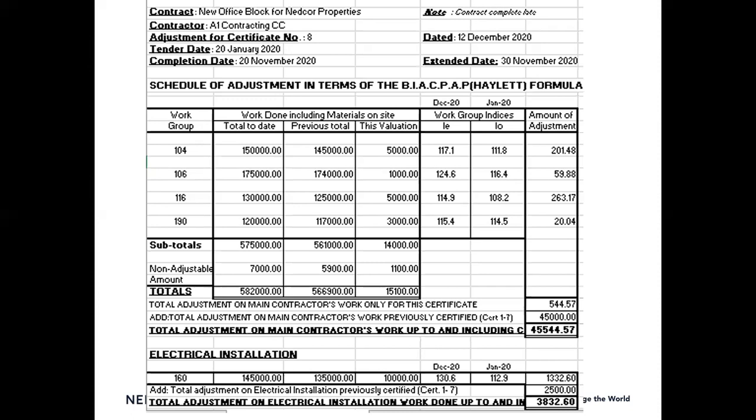And you see the date of this certificate is the 12th of December 2020. Certificate 8 on the 12th of December 2020. The tender date was the 20th of January 2020. So here, let's define the IO and the IE indices. The tender date is basically your IO, and the date of certificate is the IE.